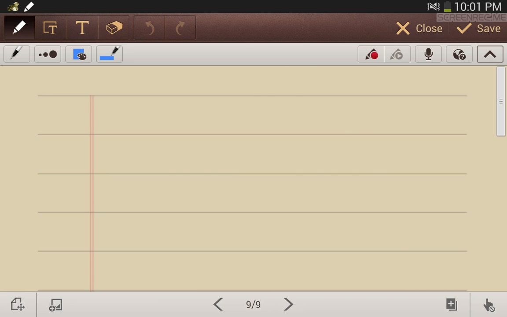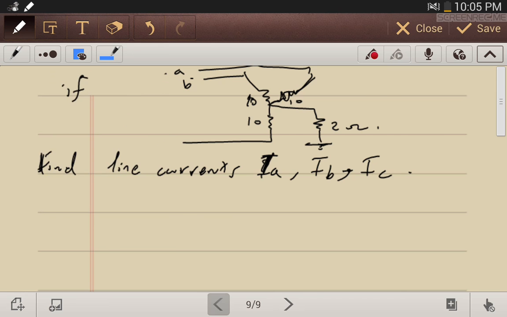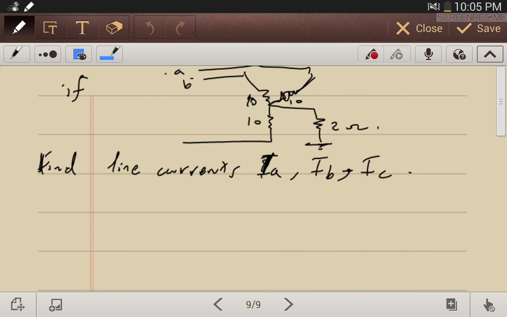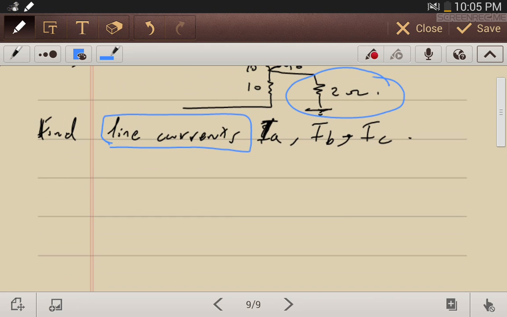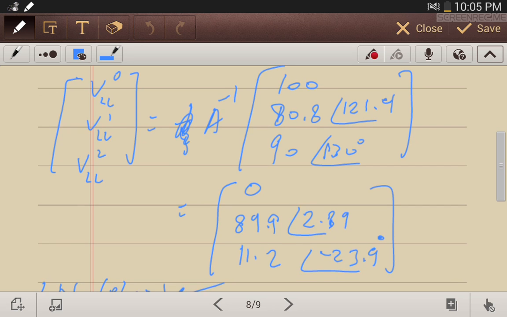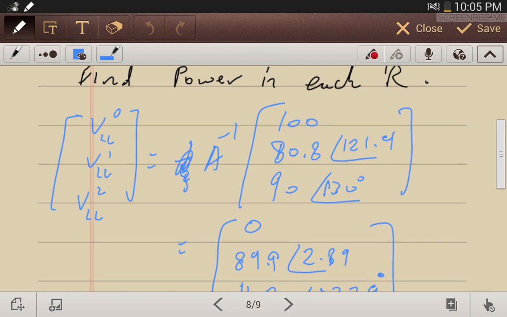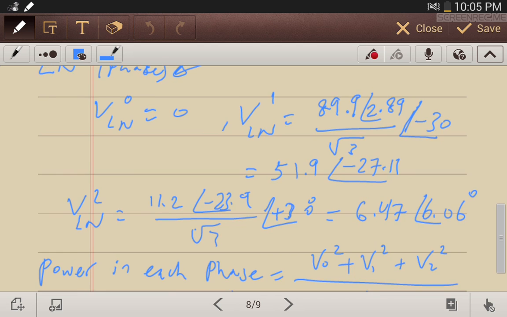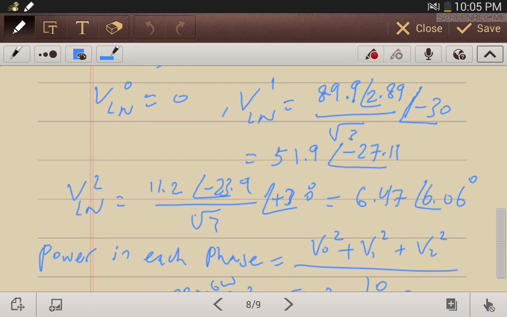Now I will solve another example. It's the same previous example. I mean, we have the same voltage levels, but here for this load it is grounded through a 2 ohm resistance, and we have been asked to find the line currents instead of the powers. So the same steps we follow here to first convert the line-to-line voltage, unsymmetrical voltage, to zero sequence, negative and positive sequence line voltages. Then we will find the line to neutral voltages.